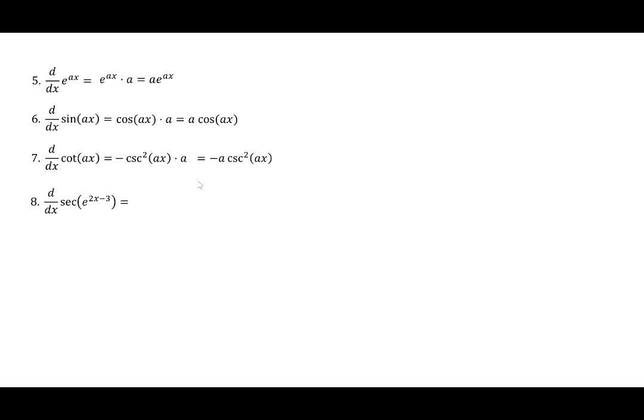So secant of u happens to be this e^(2x) minus 3, the stuff inside the parenthesis. So secant u tangent u is secant of e^(2x) minus 3 times tangent of e^(2x) minus 3. Right? Secant u tangent u. We're not done yet. Now what do we need to do? We need to multiply that by the derivative of u itself. What is u? The stuff inside the parenthesis.